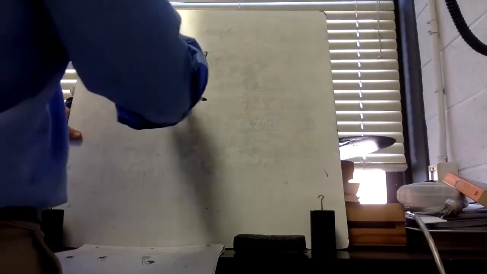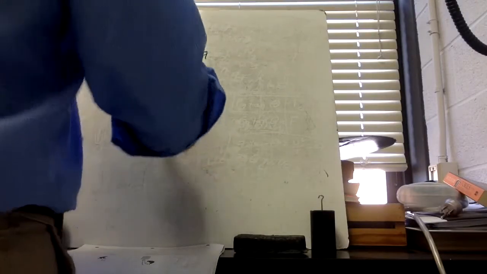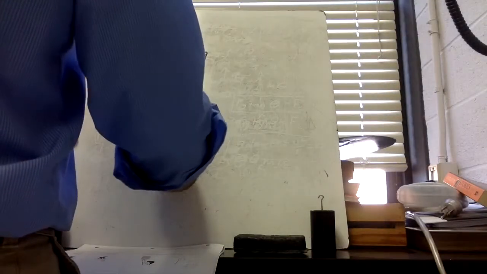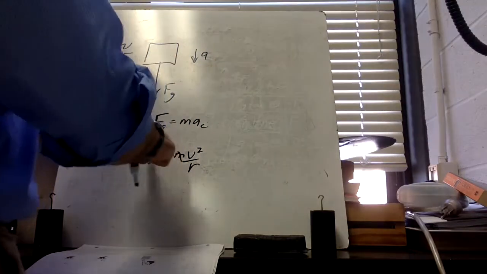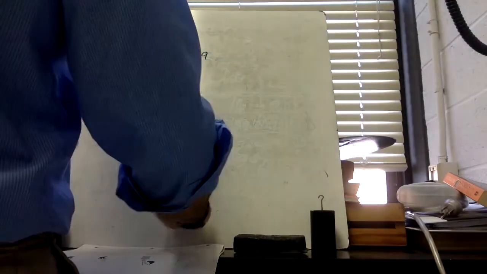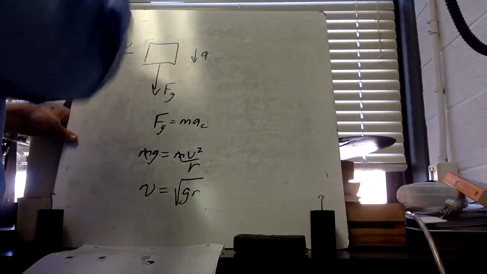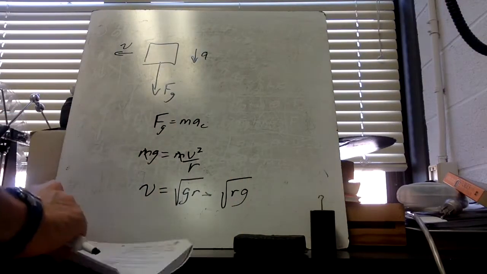So if this is the only force, Fg is equal to MAC. This is providing the centripetal acceleration. So mg equals mv squared over r. M cancels out. And v is the square root of gr. Right? Or if we switch the g and the r, we get radical rg. Right, so that's scenario 1.